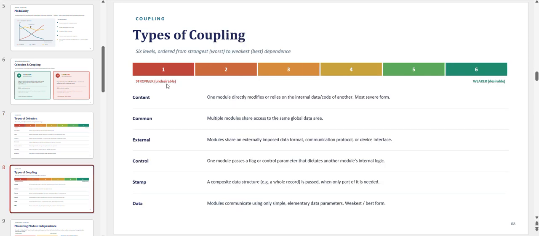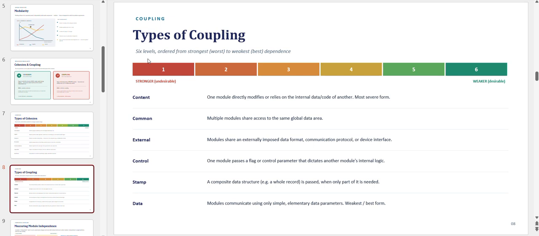Now we will see types of coupling. There are six levels ordered from strongest to weakest dependence. First one is content: one module directly modifies or relies on the internal data or code of another, the most severe form. Second, common: multiple modules share access to the same global data area. Third one is external: modules share an externally imposed data format, communication protocol or device interface. Fourth one is control: one module passes a flag or control parameter that dictates the behavior of another module.